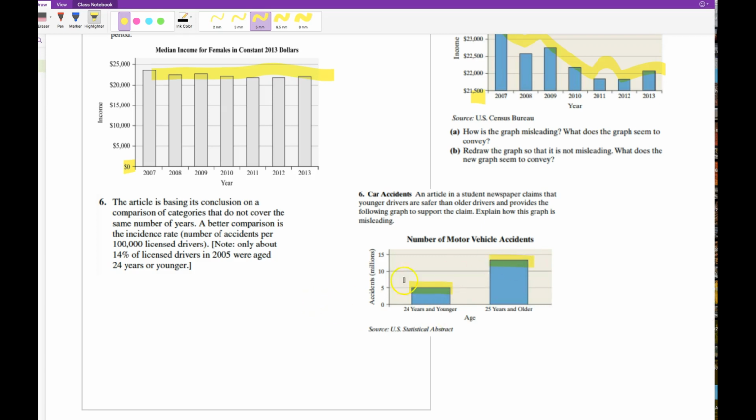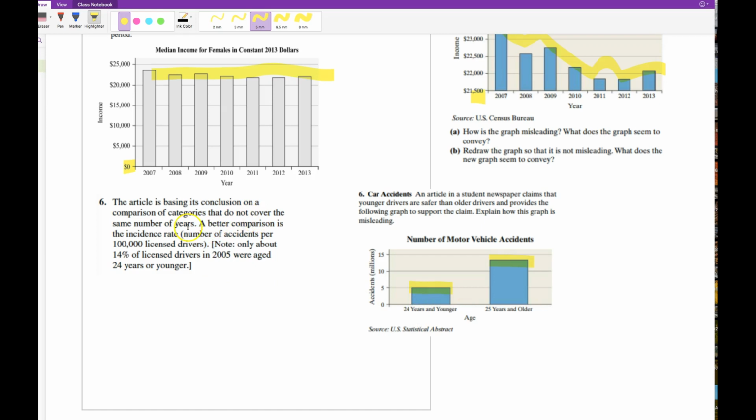The thing that's not being considered here, though, why we can't make a statement like that, is that there are fewer 24 years and younger drivers compared to 25 years. There's a whole bunch more. And so it would probably be wise to, instead of looking at frequency, look at the percent relative to the number of drivers.